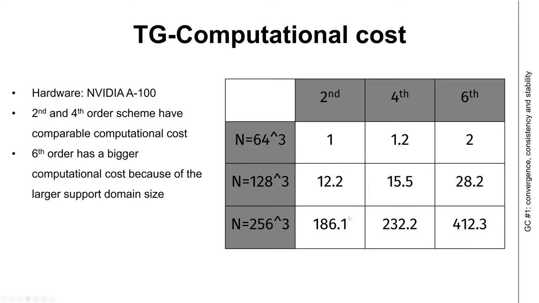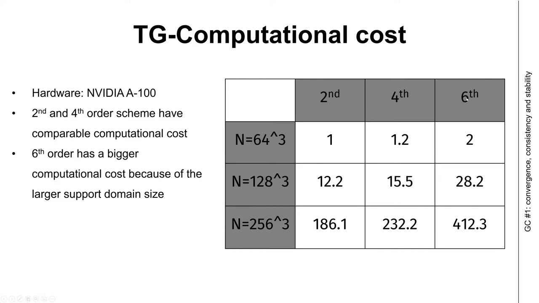So there is no free lunch, as you know, at least in CFD. So what are we paying for our high order schemes? Well, everything is normalized to the cost of the second order scheme with the coarser resolution. And so you can see that basically the fourth order scheme is only 20-25% more expensive than the second order one. And this is due only to the fact that the kernel we are using is more computationally expensive to compute in terms of the number of floating point operations.